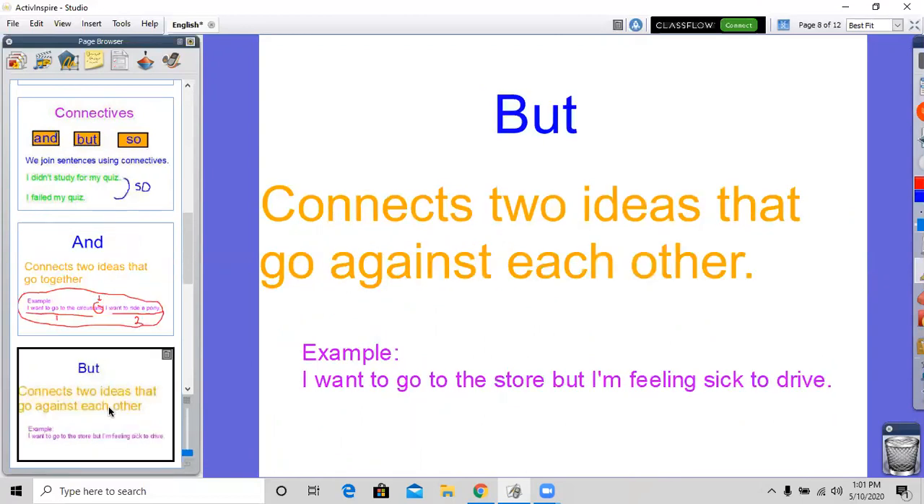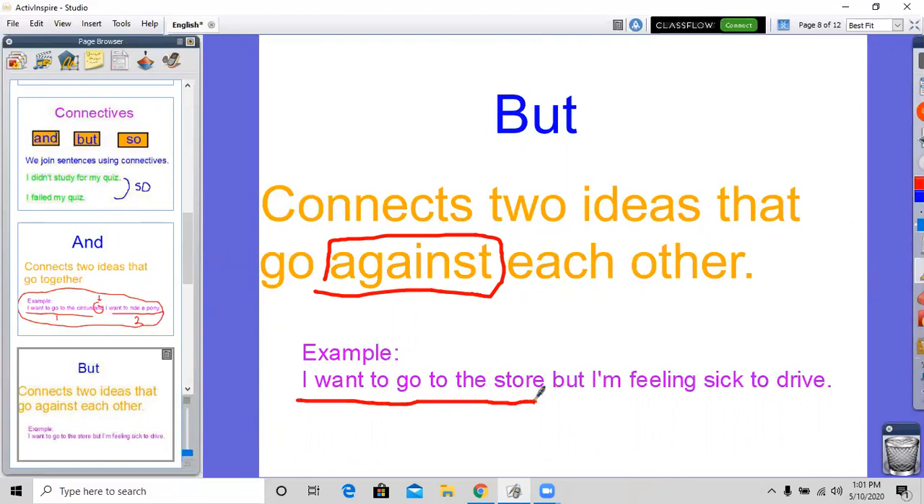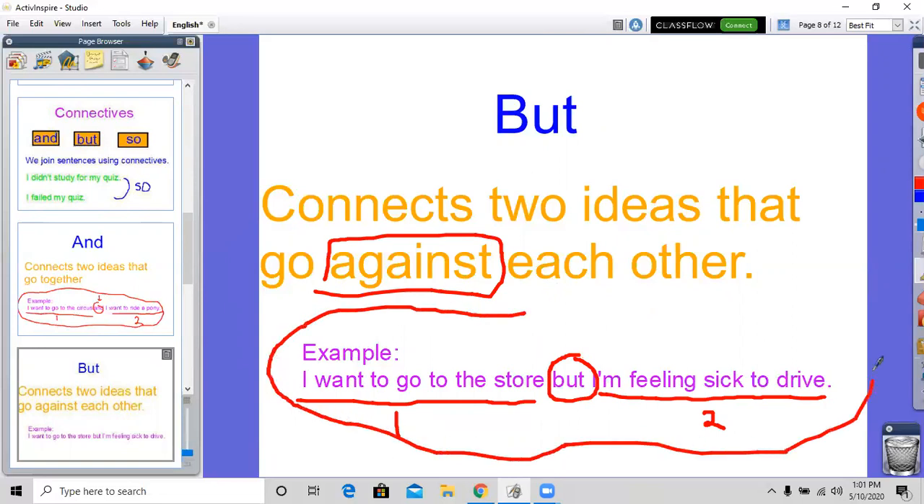Okay, let's look at but. When do we use but? It connects two ideas that go against each other. The key word here is against. For example, this is our first simple sentence: I want to go to the store. This is a second simple sentence, another clause, joined with a connective. What do we call this massive sentence? We call it a compound sentence.